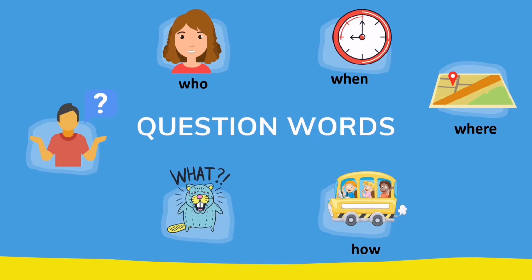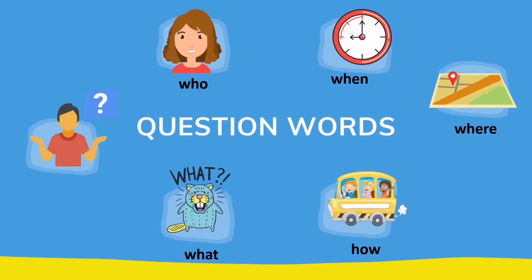How? H-O-W. How? Bagaimana. How means bagaimana. How do you get to school? Bagaimanakah awak ke sekolah? I got to school by bus. I got to school by car. Okay, how means bagaimana. So the answer must be macam mana cara, the way, the process. Next.